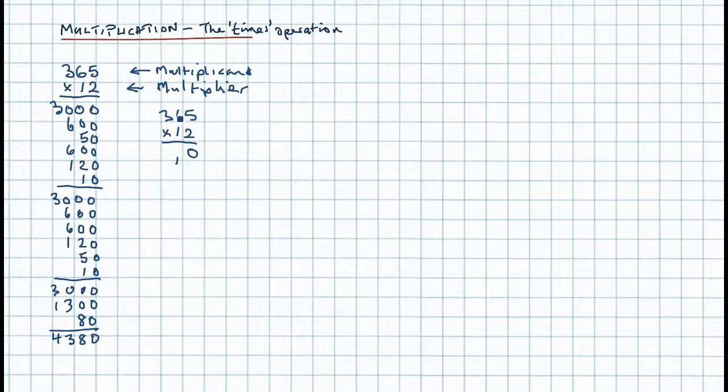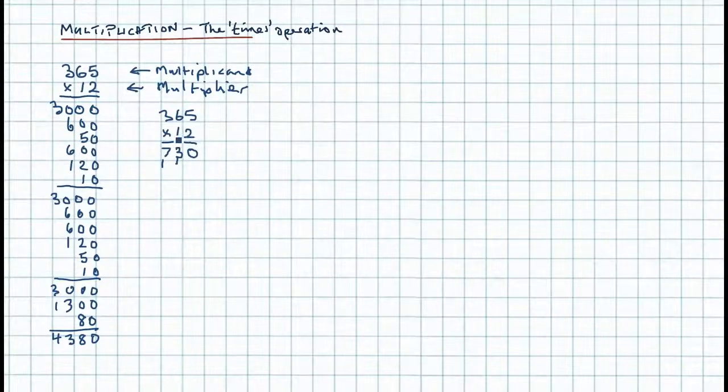2 times 6 is actually 2 times 60. So it's 120, but 2 times 6 is 12. Add the 1, we get 13. We put the 3 down, carry the 1, which is actually 100. So now we've got 2 times 300. 2 times 3, 6. So we've got 600. Add the 100 that we've put down here, and we've got 700. So 730 is our first line.